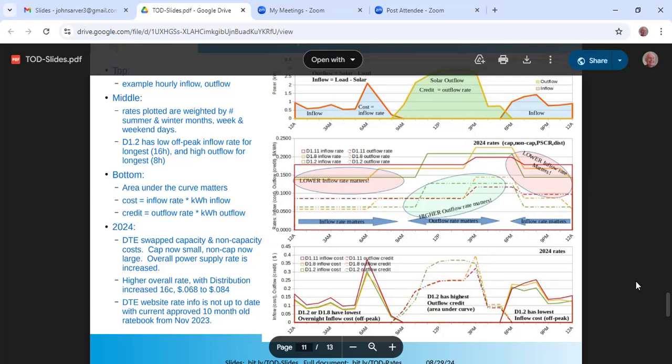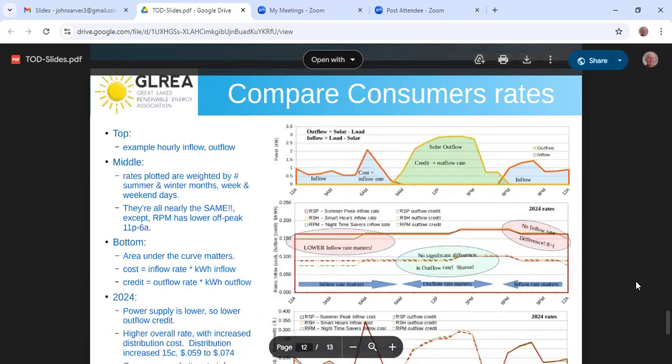I think that's about it. So the area under the curve is what matters for your outflow compensation. So D 1.2 is good because it has a larger time period here. All right, go ahead to the next one, which is about Consumers.